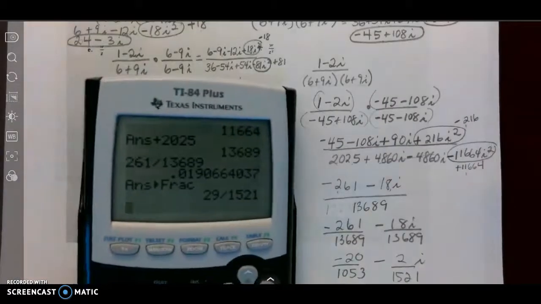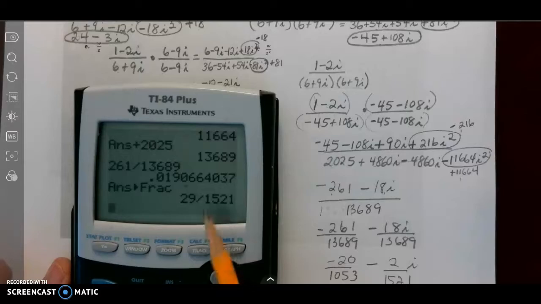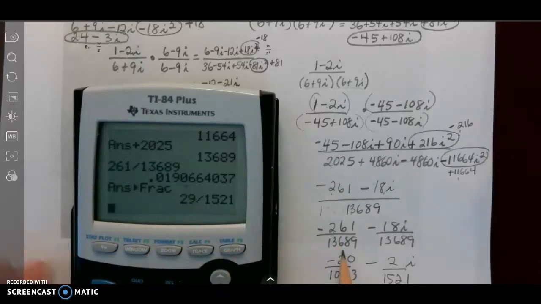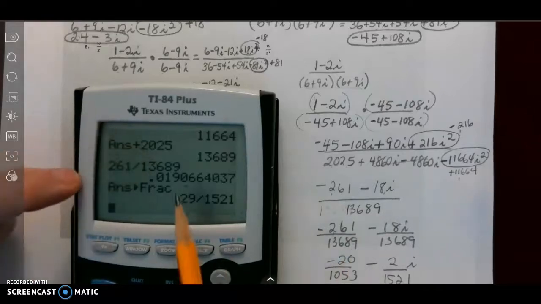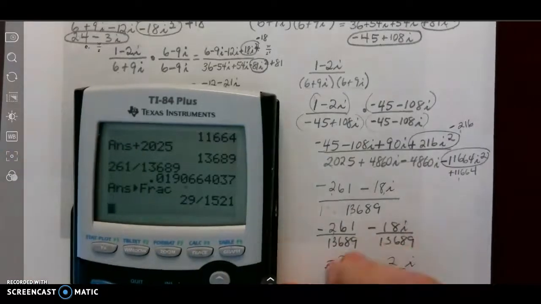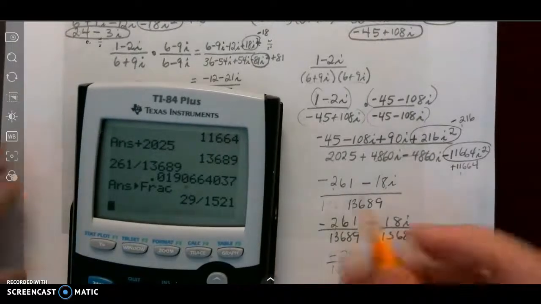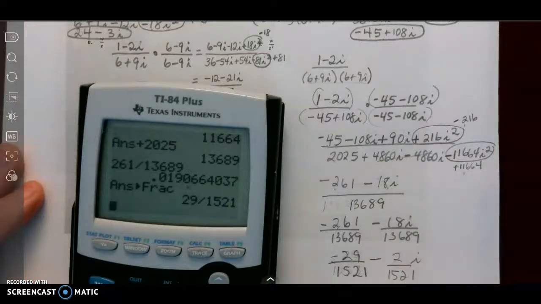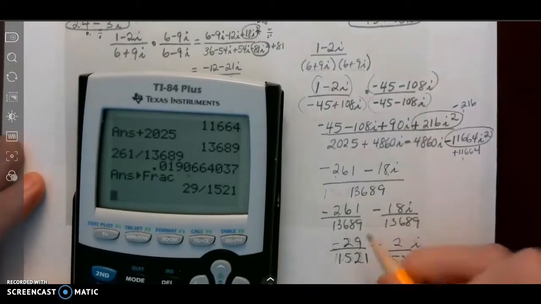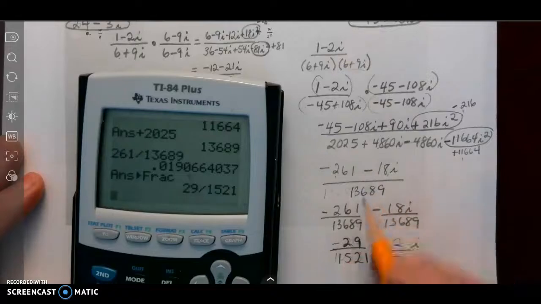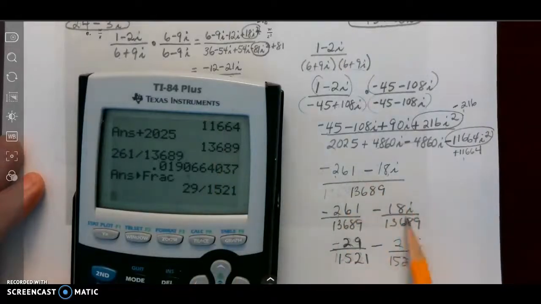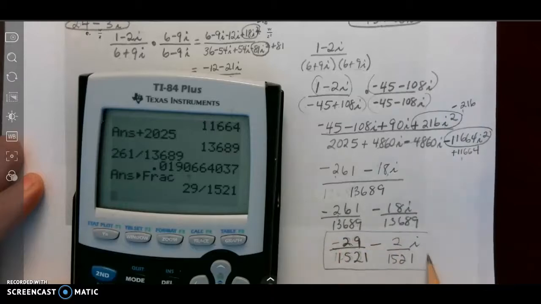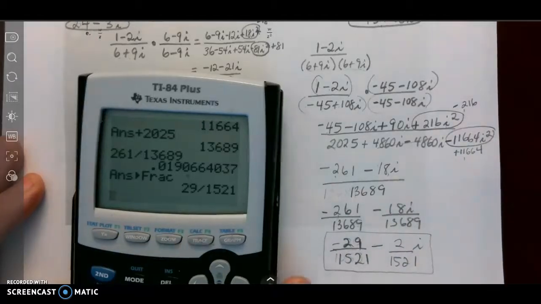I went back and I was checking my work and I realized, I'm not sure because I can't back up what my mistake was, but when the 261 divided by 13,689, when you hit math, enter, that's actually 29 over 1,521. I thought they had the same denominator when they reduced. I'm not sure. I must have typed something in wrong up here in the calculator because all the numbers are right here. This reducing. This is my final answer right there in complex form.